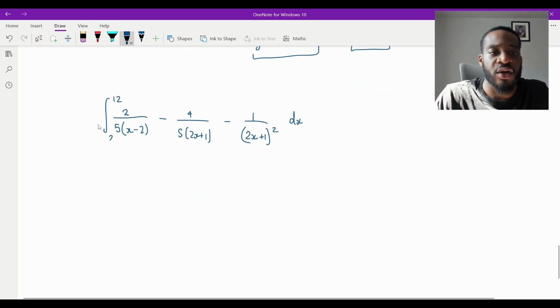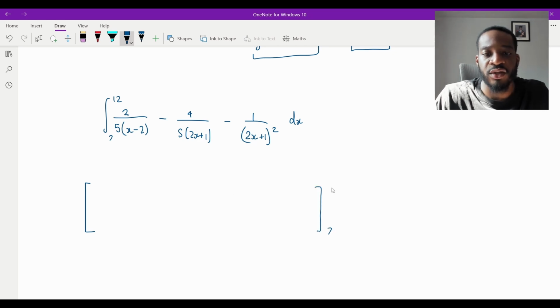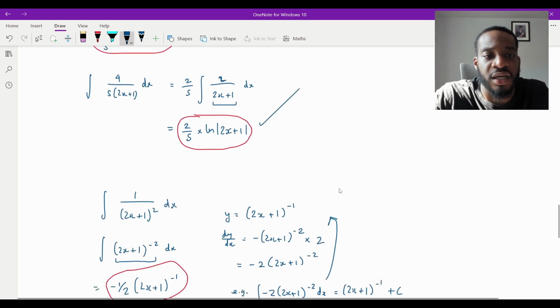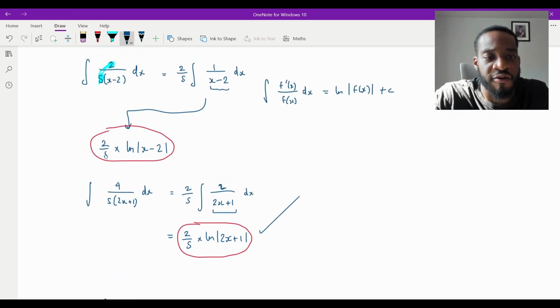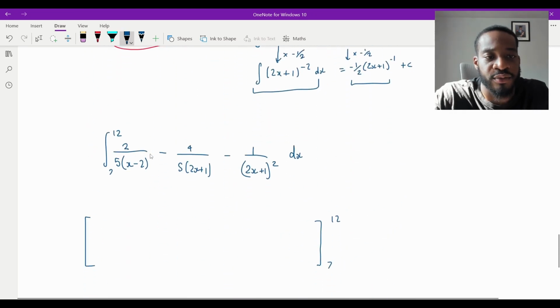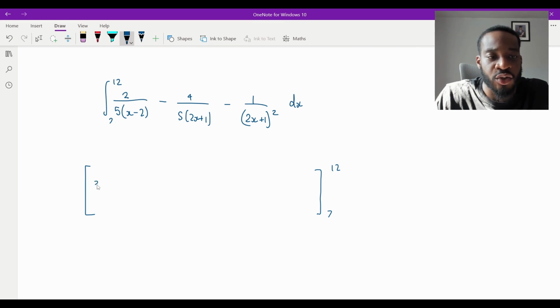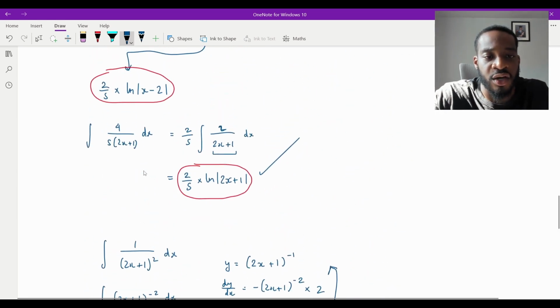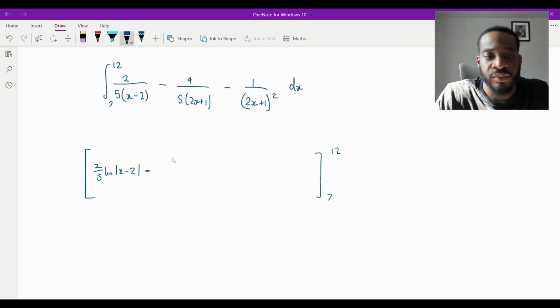We're writing square brackets, aren't we? Because we've integrated now. It's between 7 and 12. The first answer to the integral was this one here, 2/5 ln|x minus 2|. So I write that there: 2/5, and then ln, and then modulus of x minus 2. And then we had a minus, right? I didn't include the minus when I was integrating though. So the second one is this one: 2/5 ln(2x plus 1).